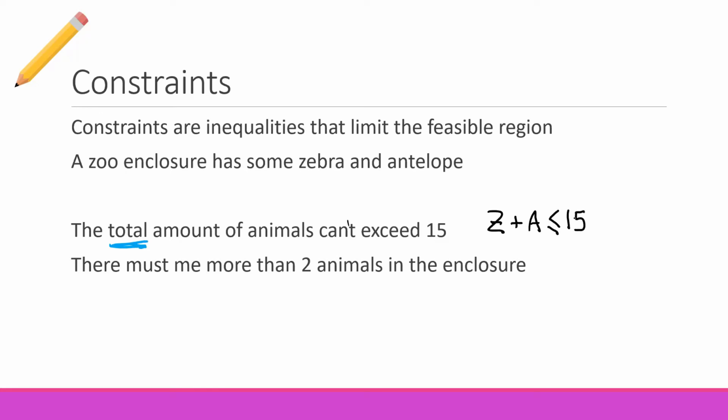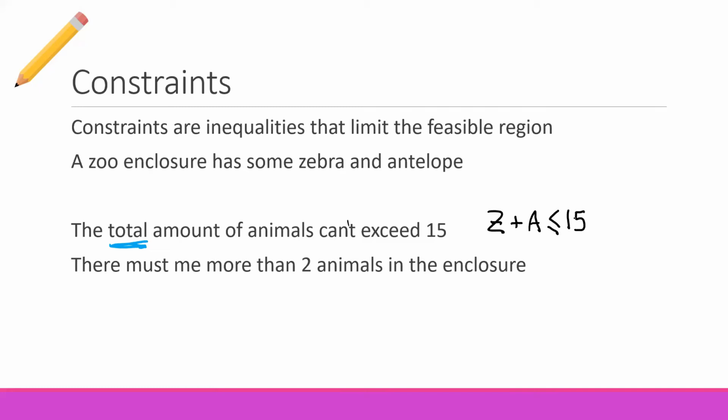This is also our first constraint which uses both variables. So now I know if Z is 10, then A can't be 6. And I know if A is 8, then Z can't be 8 as well. There are certain values that Z can be that force A to be something different.